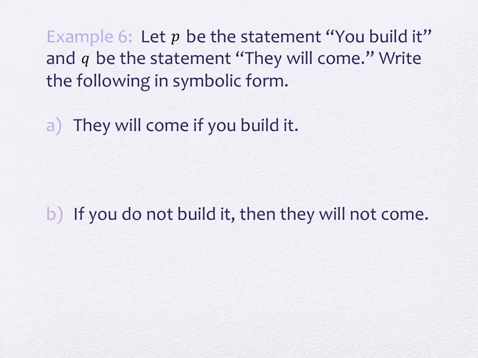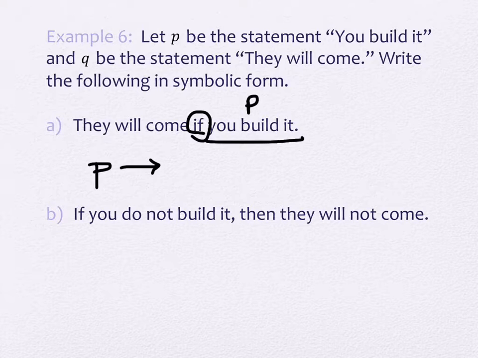All right, so let P be the statement, you build it, and Q be the statement, they will come. And what we're going to do is we're going to take a statement as it's written and we're going to write it in symbols. And this first example is exactly the example that I referenced earlier where the if shows up in the middle of the sentence, right? So you have to start where it starts with if. If you build it. That is the hypothesis. That's where we start. What symbol is represented by you build it? That's P. So this statement, it starts out P with an arrow. I know that the P is at the end. Doesn't matter. So is the if.